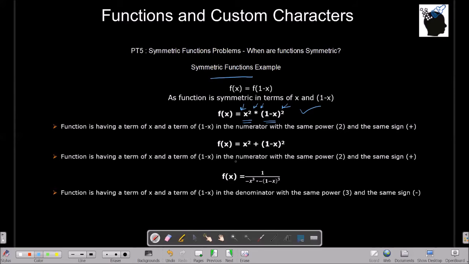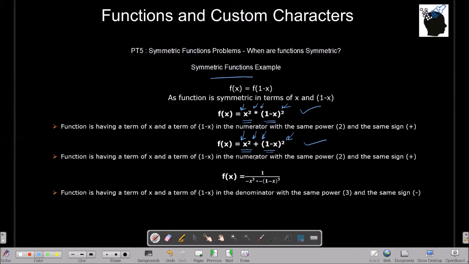The second one, f of x is equal to x square plus 1 minus x whole square. Again, I have a term of both x and 1 minus x in the numerator with the same sign, which is plus, and the same power, which is 2. So this is also symmetric in terms of x and 1 minus x.